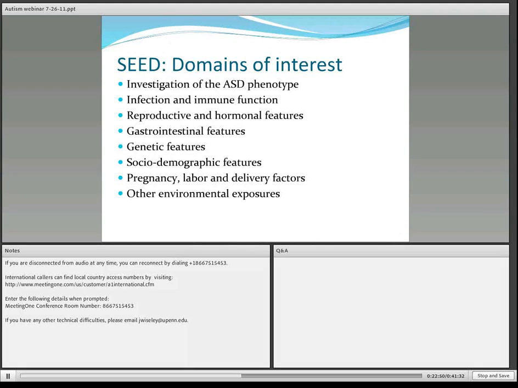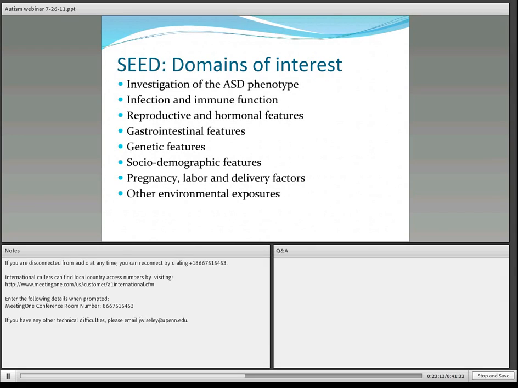We're looking at the broader phenotype. So we know that because it's a genetic disorder, we see traits of autism in other family members. Maybe even without the full diagnosis, we can see characteristics that are part of the autism spectrum in other family members. Again, the infection and immune function domain is of great interest.